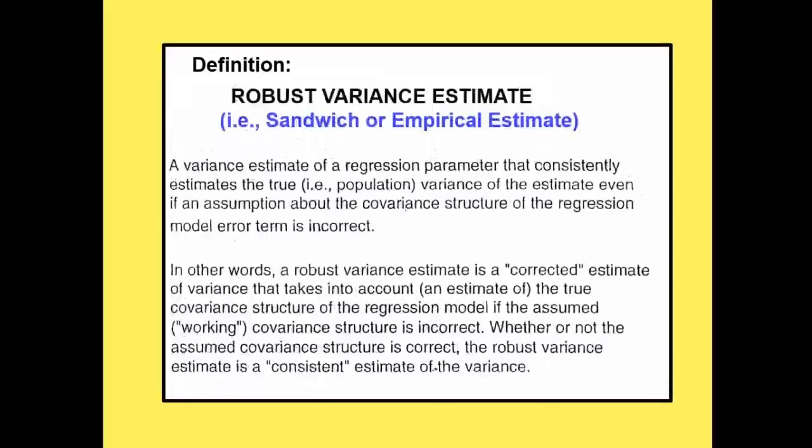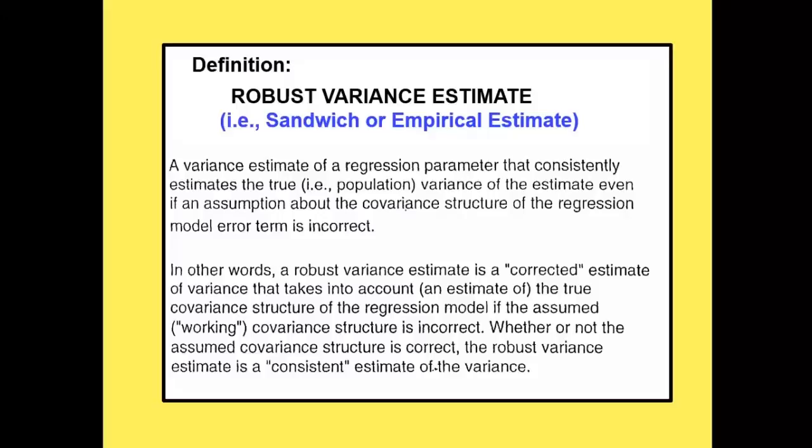When you're talking about correlated data, the robust variance estimate is also called, and I've introduced this before, the sandwich estimator or the empirical estimator. The sandwich estimator is the thing you're going to see in any kind of literature. When you read something and it says, we use sandwich estimators, it's another word for robust.